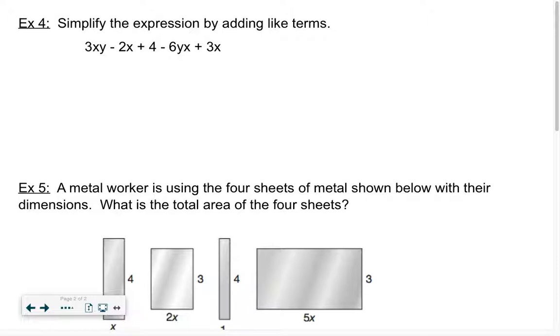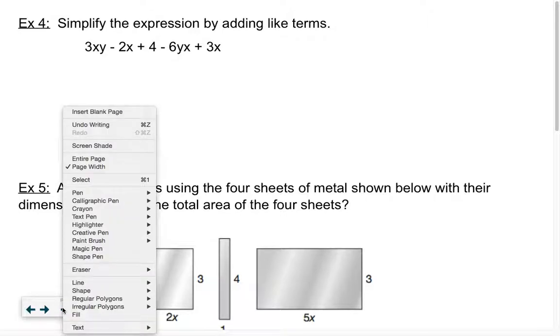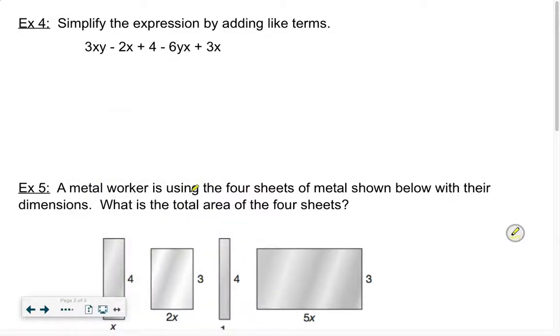How you go about doing it is really up to you. I like the box and circle method where I box the like terms or circle the like terms. Some students really like their highlighters. So if we wanted to, we have this one, and do we have any others that go along with that one? Morgan? -yx or -6 yx.